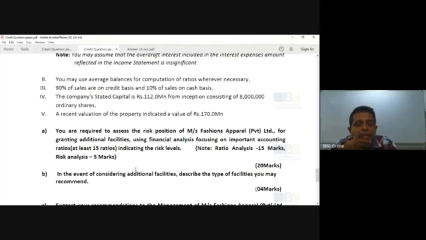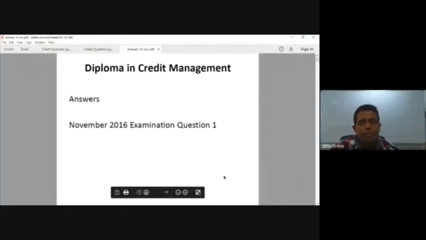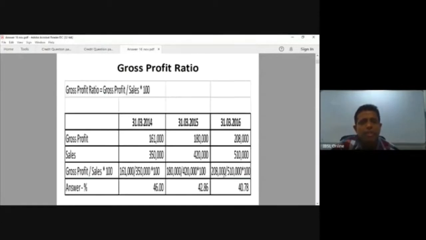Right, under question number 1, they want risk analysis plus at least 15 ratios to be completed with an interpretation. First, we'll compute those things under profitability. Actually, we have started last week. Under profitability, we need to take into account these ratios. First, we'll calculate the gross profit ratio.